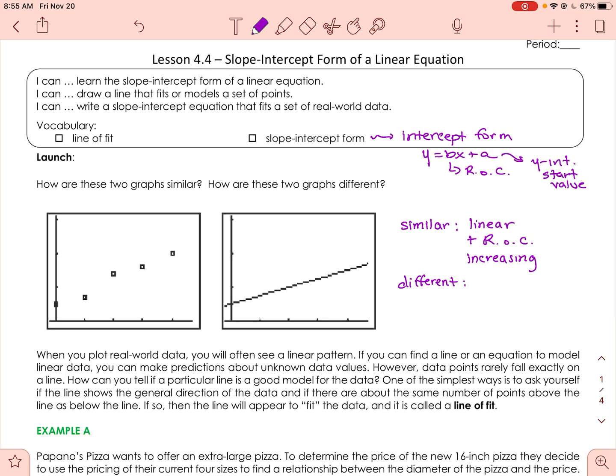Now, in terms of being different, one thing that stands out to me right away is that the graph on the left is a discrete function. The graph on the right is a continuous function. So discrete versus continuous. And remember, a continuous function shows up when your data points can be counted as decimals.